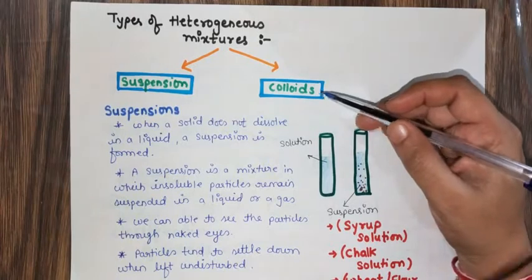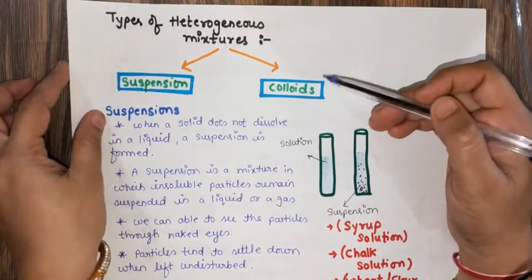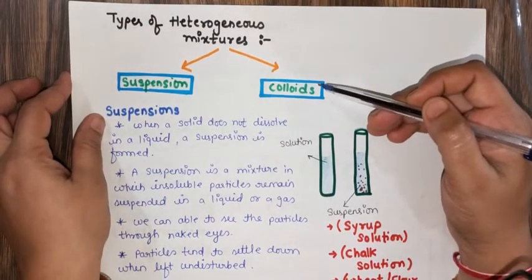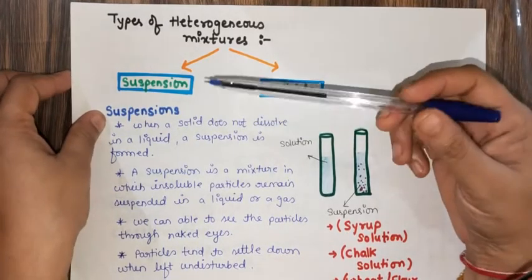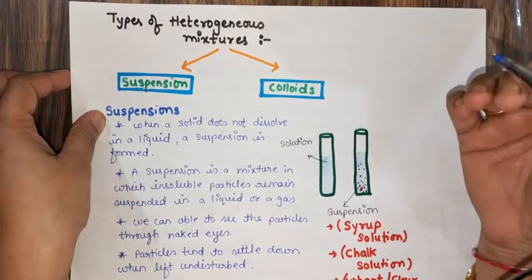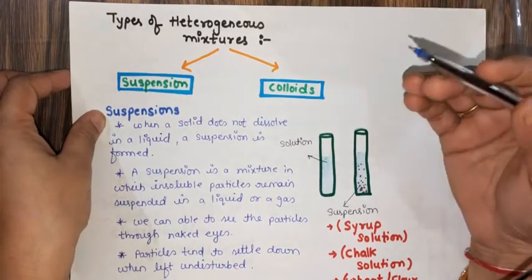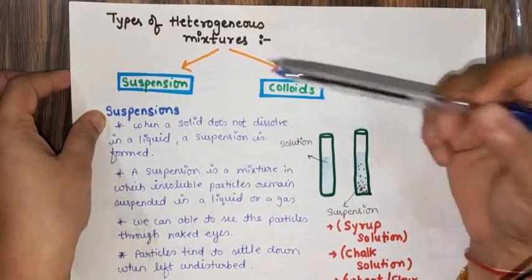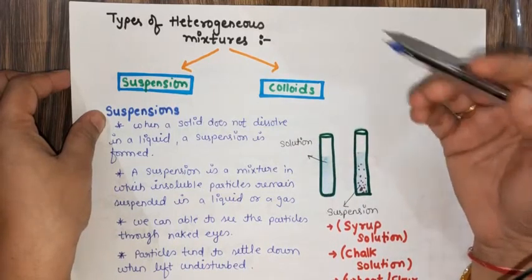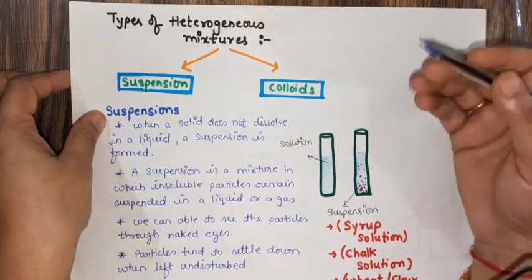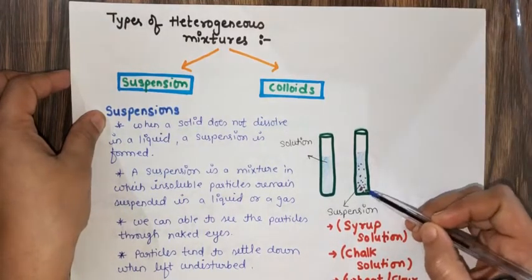These are of two types. First is suspension and second is colloid. Let's discuss what a suspension is. Suspension is generally a type of mixture in which a solid does not dissolve in the liquid and remains undissolved, and gets suspended at the bottom of the test tube.